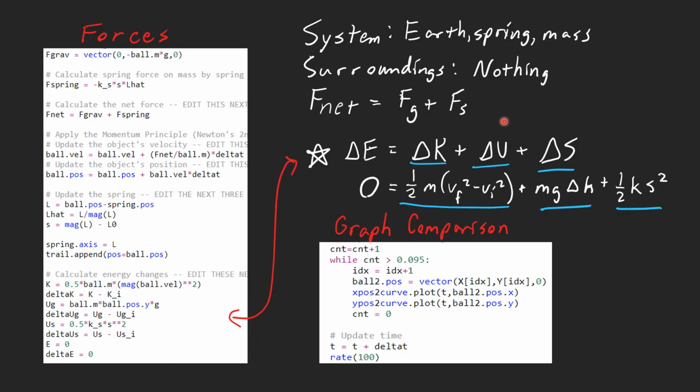This next part of the code, we will find the forces acting on our mass and use the energy principle to find total energy. Note that our system includes the Earth, spring, and the mass, while nothing acts in our surroundings. Net force is simply gravity plus spring force, and we can set the sum of the equations for kinetic energy, gravitational potential, and spring potential equal to 0. Finally, the second picture at the bottom shows the code that will create plots of recorded energy.